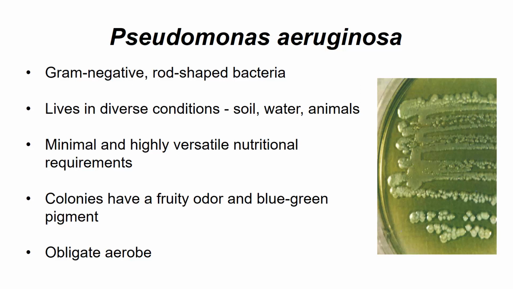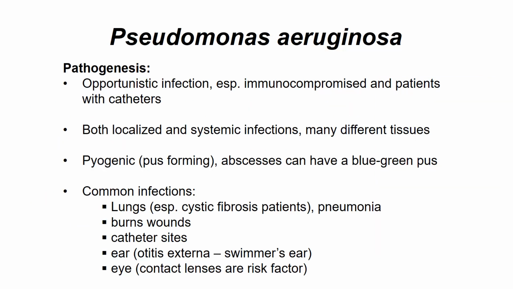So in culture, it has this cool blue-green color. If you put it on plates, you can see it here. But even in the live environment, it is this blue-green color that you can see if you get enough of it. And it's an obligate aerobe, so it won't grow in anoxic conditions like deep in the lung or deep in necrotic tissue or things like that.